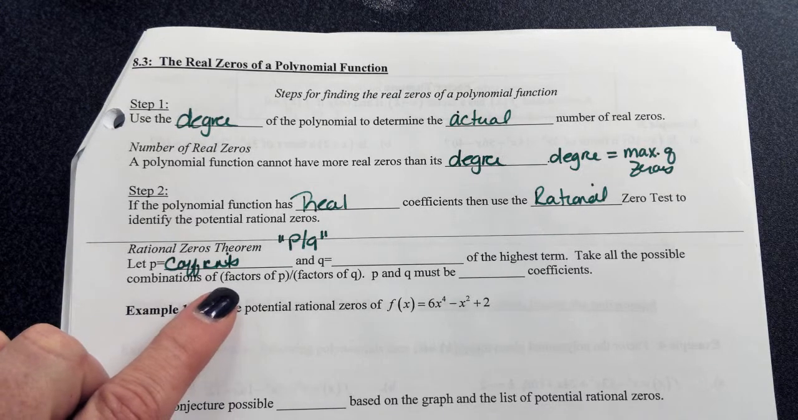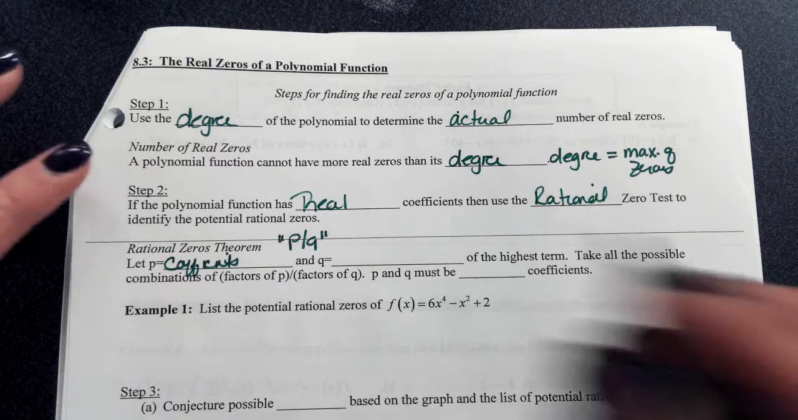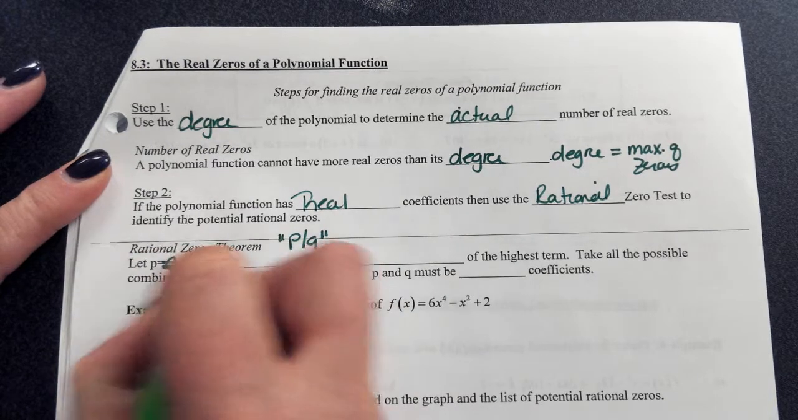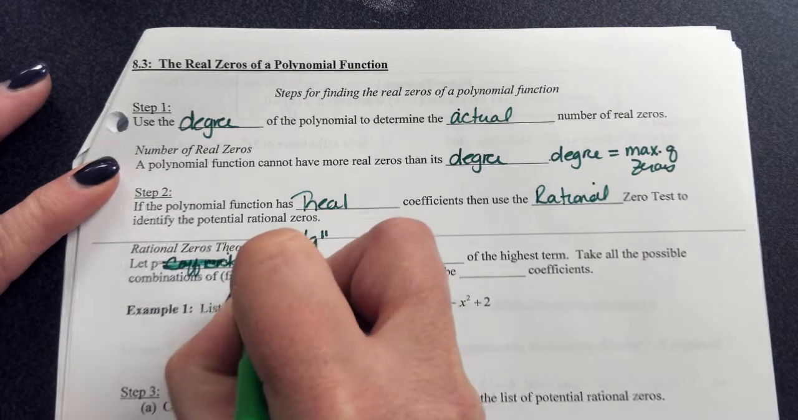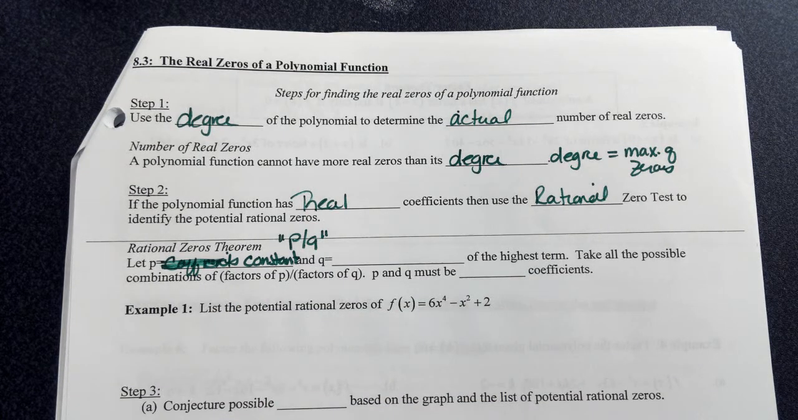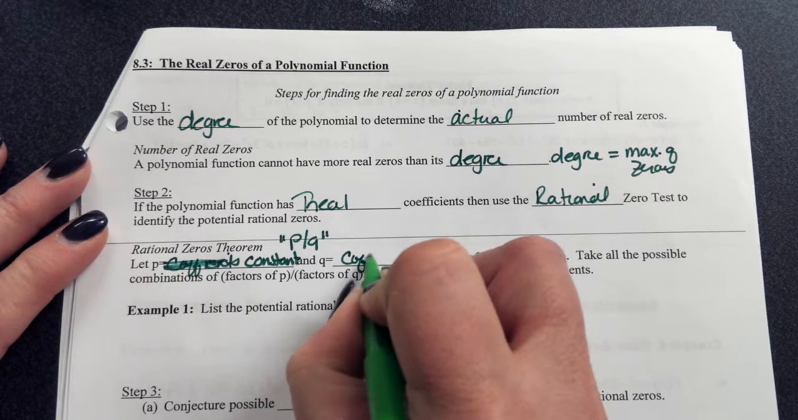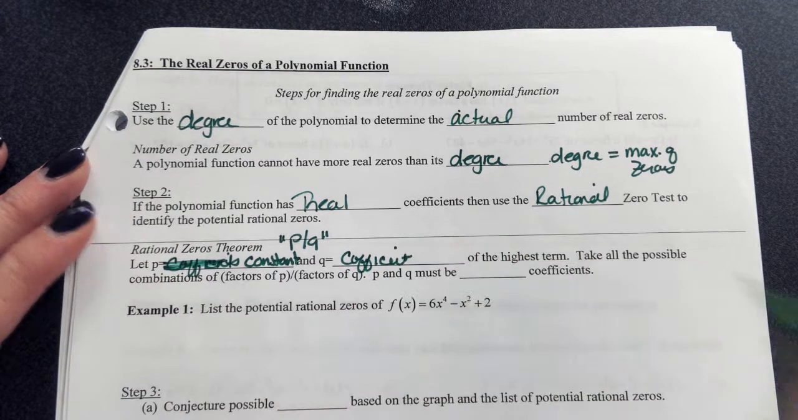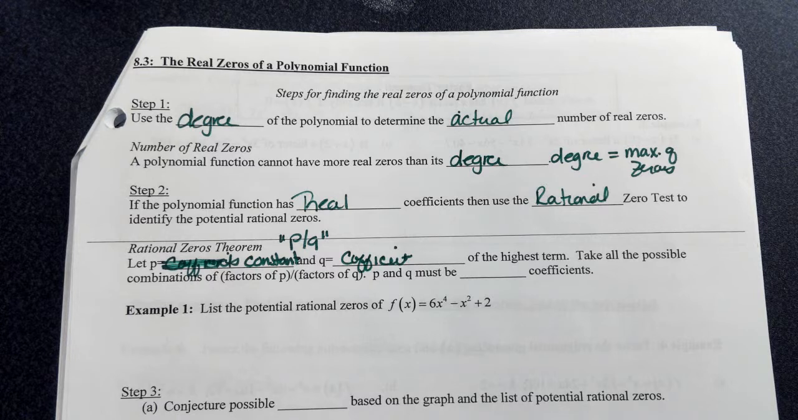I'm sorry, I have that backwards. P is your constant term. So the term that does not have a variable, that's your P. Q is the coefficient of the highest term, meaning that's the coefficient of the variable with the largest exponent.